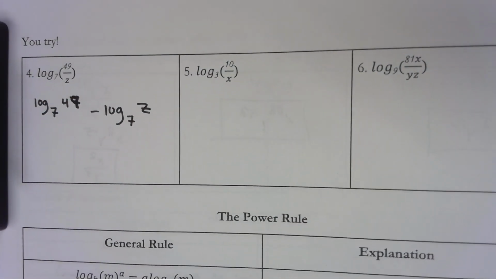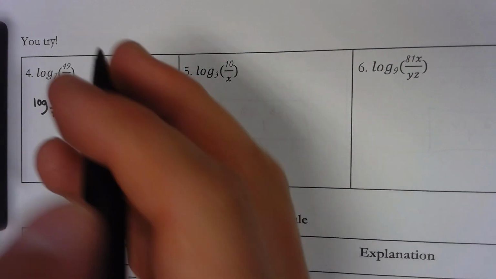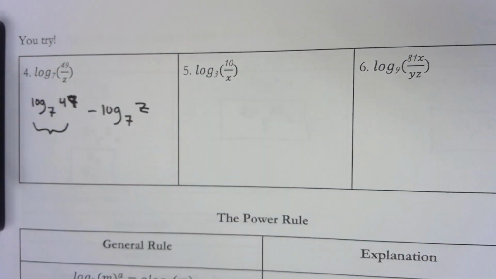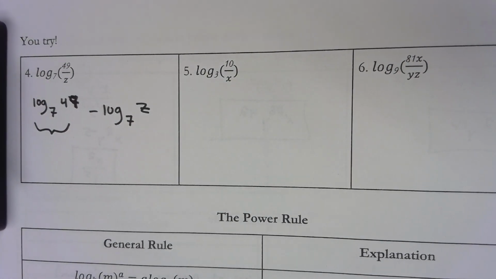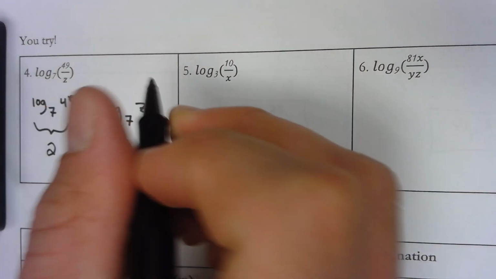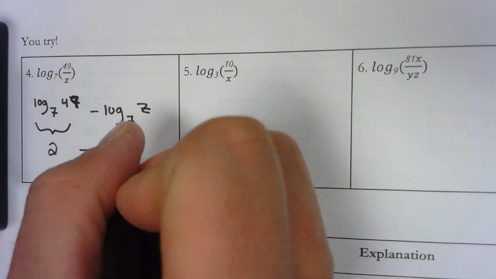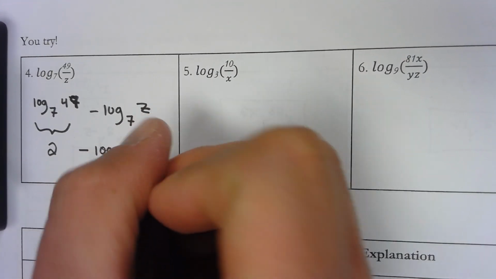Well, log base 7 of 49, if I'm taking a log of a number, that might be able to evaluate. So when I see this, I'm thinking to myself, 7 to the power of what is 49? 7 to the power of 2 is 49. So this whole log just simply equals 2. So this simplifies to 2 minus log base 7 of z.